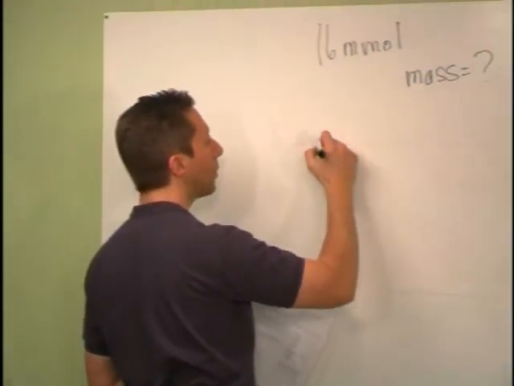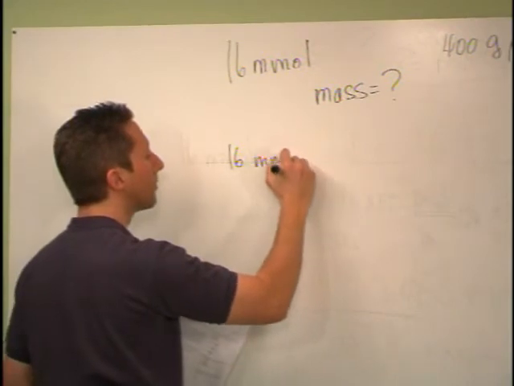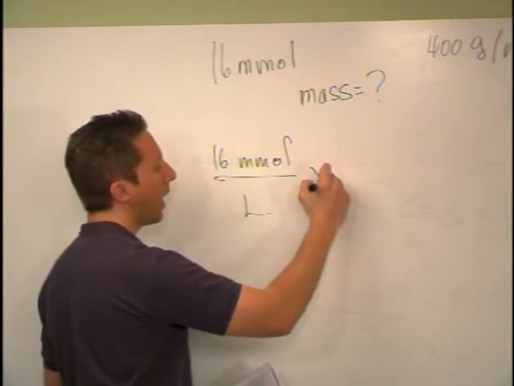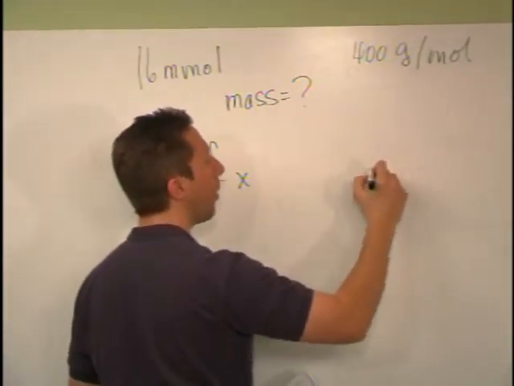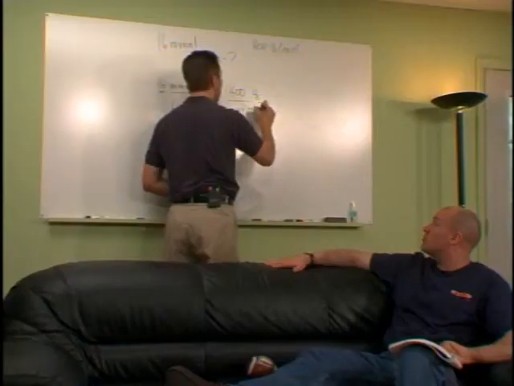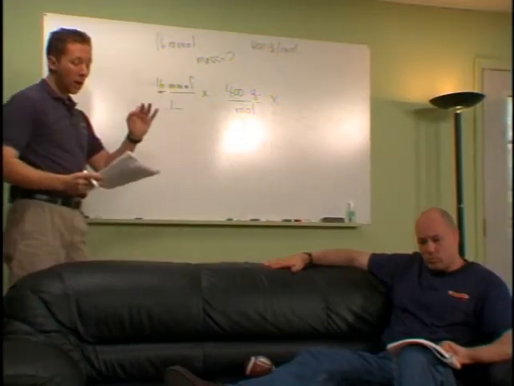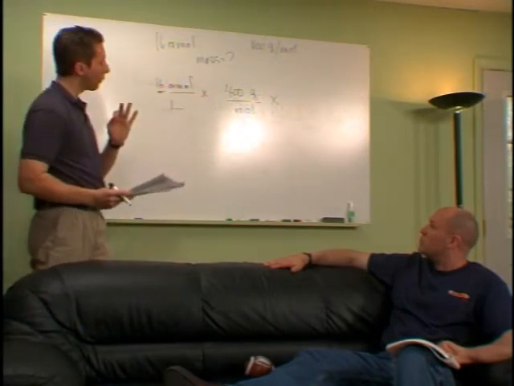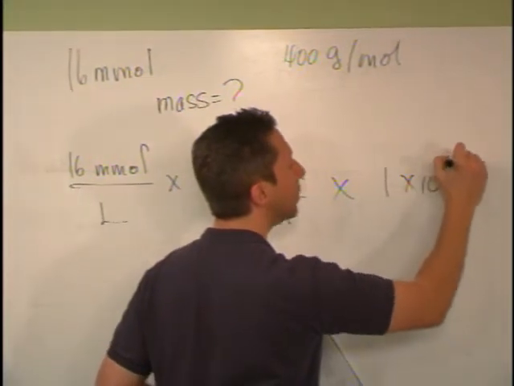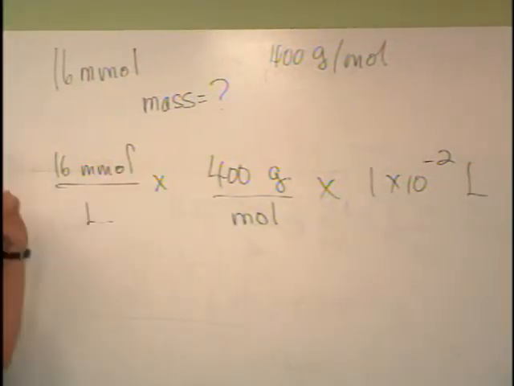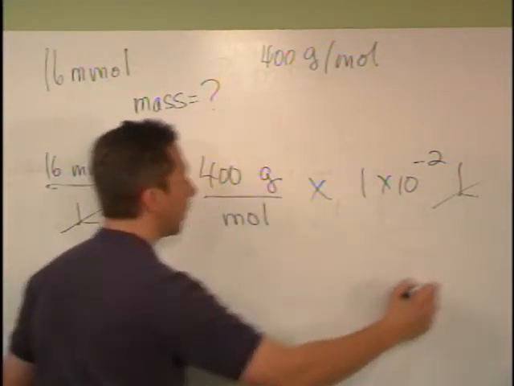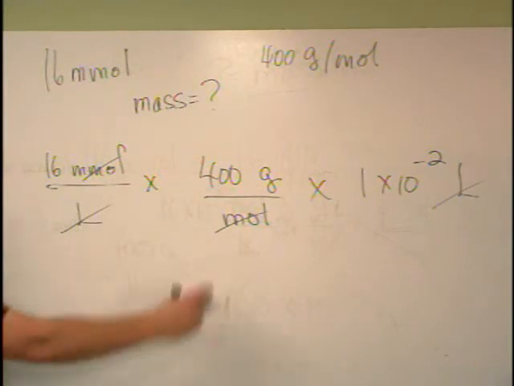So we start with millimoles. We've got 16 millimoles, and that's in 1 liter. We've got to multiply then by the molecular weight, which will give us grams per mole. We've got 400 grams per mole. And then we've got to multiply by the number of liters in the question. This question is asking about 10 milliliters, which would be 1 times 10 to the minus 2 liters. If we multiply this stoichiometrically, we're going to eliminate the liters, we're going to eliminate the number of moles, and we're going to wind up with grams.